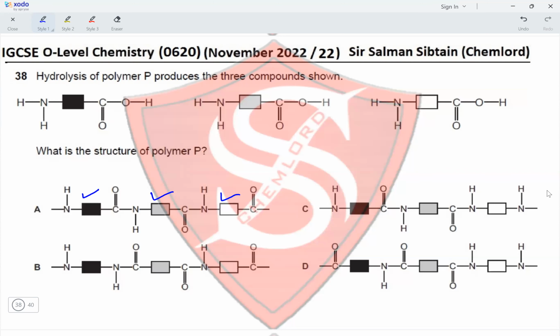Option B is incorrect because there is an NH2 group on both sides of the black box. Option C is incorrect because there is an NH2 group on both sides of the white box. And option D is incorrect because there is an NH2 group on both sides of the white box and a C double bond O group on both sides of the gray box. So the correct option for this question is option A.